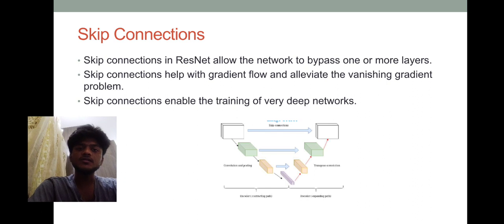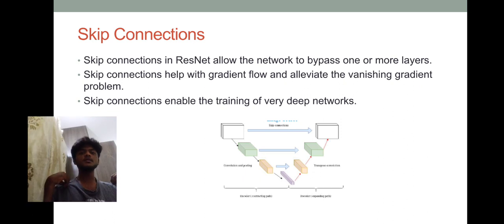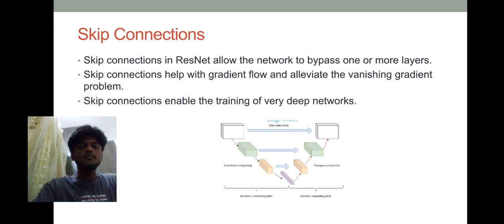So what are skip connections or shortcut connections? Skip connections in ResNet allow the network to bypass one or more layers. Skip connections help with gradient flow and alleviate the vanishing gradient problem. Skip connections enable the training of very deep networks.